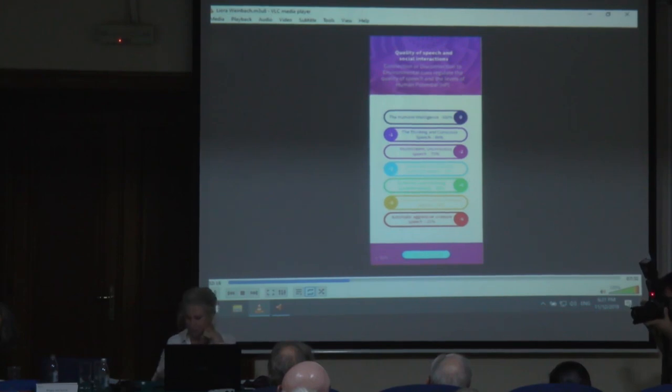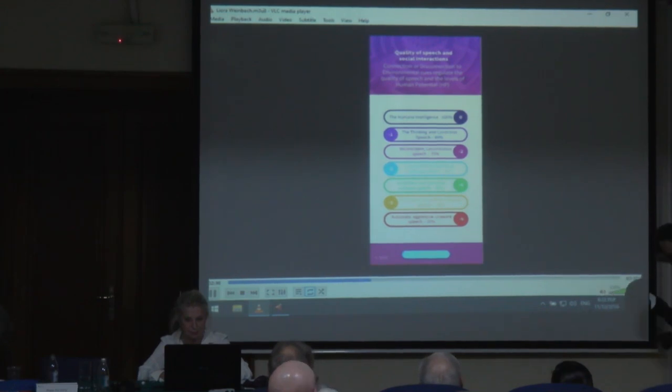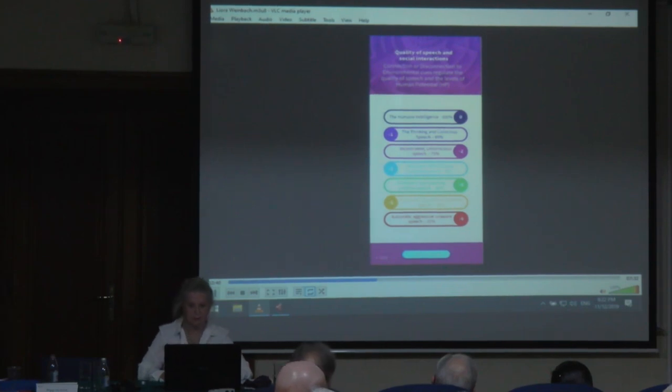Three levels of disconnection, automatic, domineering, unaware speech, 51% of human potential. Four levels of disconnection, automatic, over-pleasing, unaware speech, 26% of human potential. Five levels of disconnection, automatic, accusatory, unaware speech, 24% of human potential. Six levels of disconnection, automatic, aggressive, unaware speech, 21% of human potential.